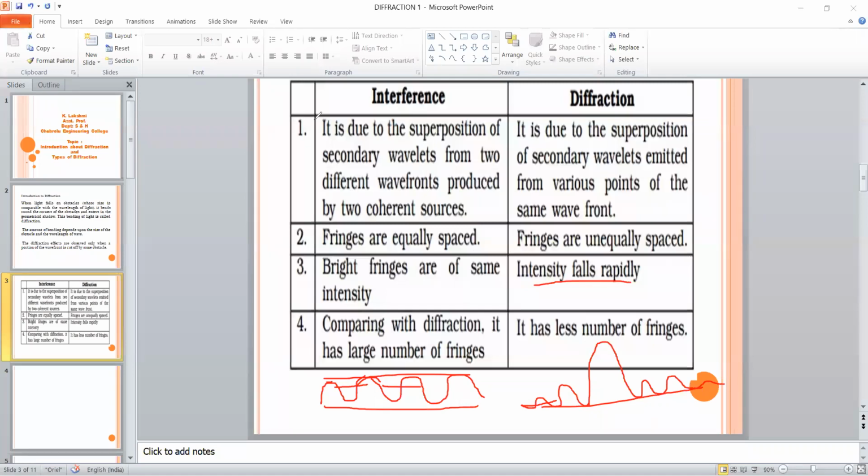So I think you can clearly understand the differences between interference and diffraction with the help of this intensity distribution curve. These pictures are very important. I will give them along with your PDF. You can easily understand that. Now we will go to the next slide.